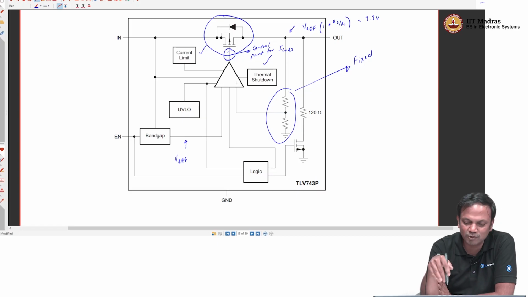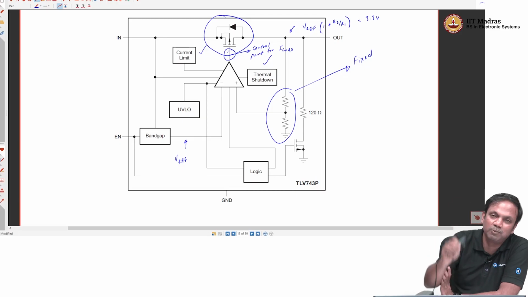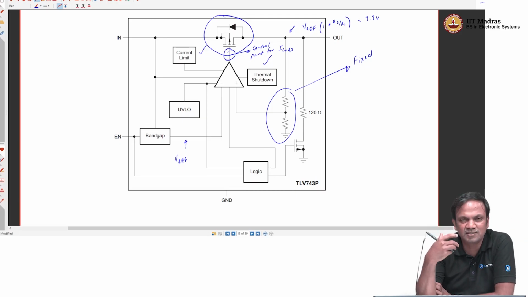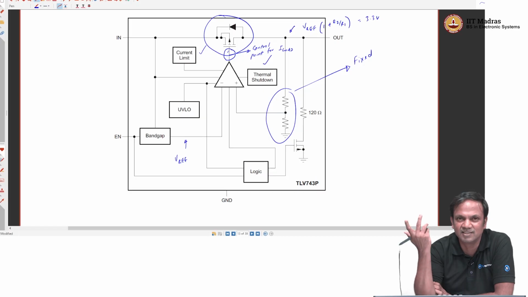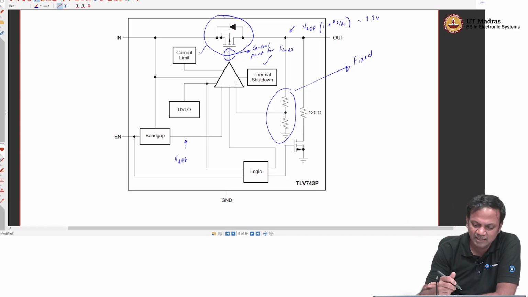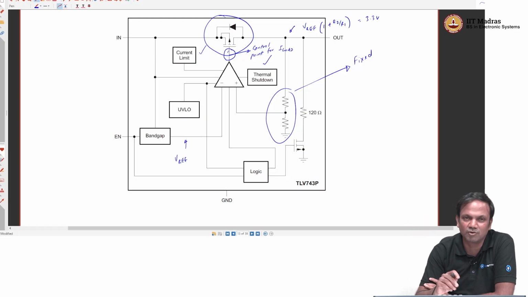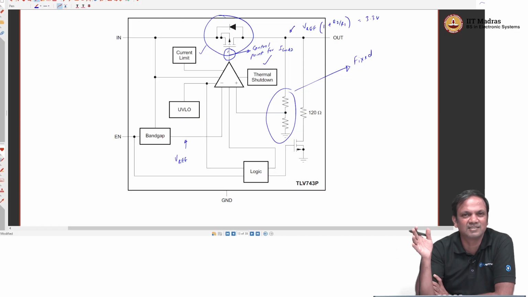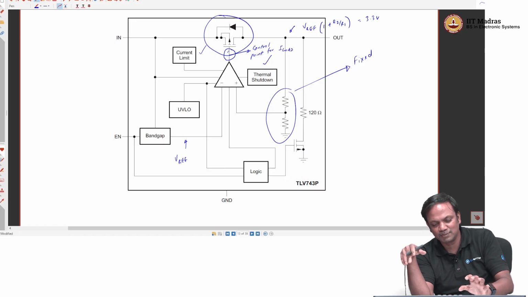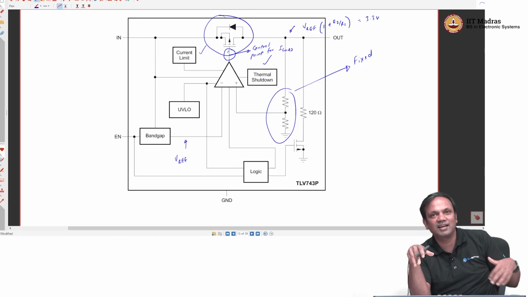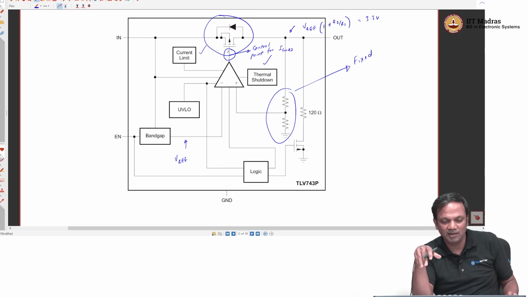For current limit you might peg that at a certain level. For thermal shutdown you will essentially shut off, so you might pull that all the way to supply, so that the VCCS gets 0 input and no current flows. And then there is under voltage lockout, where it says until this condition is reached, do not start responding to anything. Other than those three aspects, this circuit is exactly what we drew up.